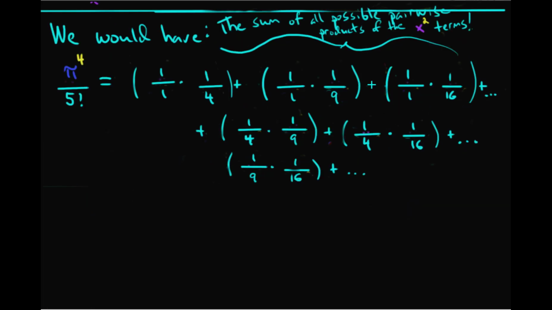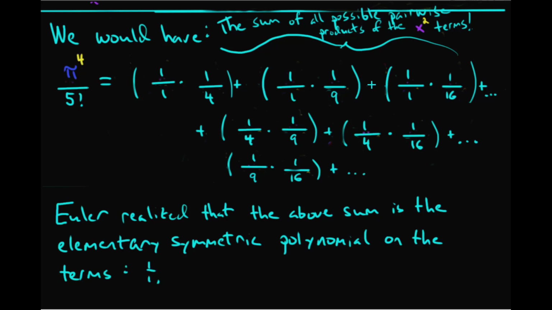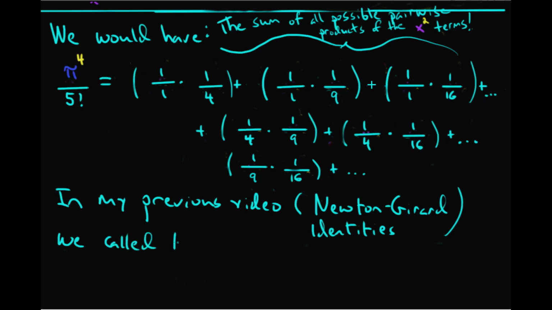Now, for those of you who watched my previous video on the Newton-Girard identities, hopefully for some of you a light bulb is going off in your mind right now, because you might realize, as Euler did, that that sum, the sum of all these pairwise products of the reciprocals of the squares, is actually the elementary symmetric polynomial on two elements, where your elements are 1 over 1, 1 over 4, 1 over 9, 1 over 16, and so on. If you're at all confused by that concept, I highly encourage you to check out my video on the Newton-Girard identities. It's on my YouTube channel. And in that video, we called the elementary symmetric polynomial on two elements E2.